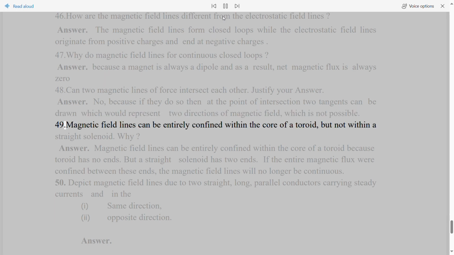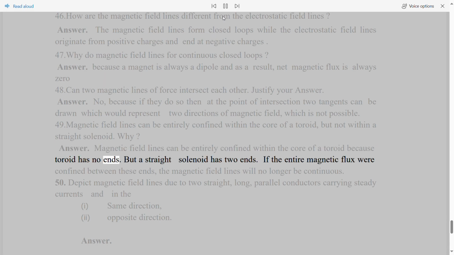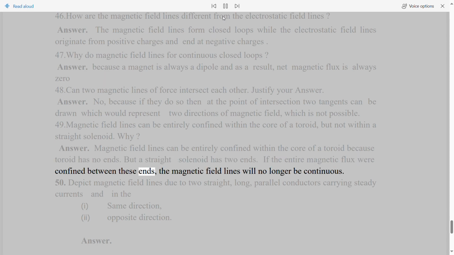49. Magnetic field lines can be entirely confined within the core of a toroid, but not within a straight solenoid. Why? Answer: Magnetic field lines can be entirely confined within the core of a toroid because a toroid has no ends. But a straight solenoid has two ends. If the entire magnetic flux were confined between these ends, the magnetic field lines would no longer be continuous.